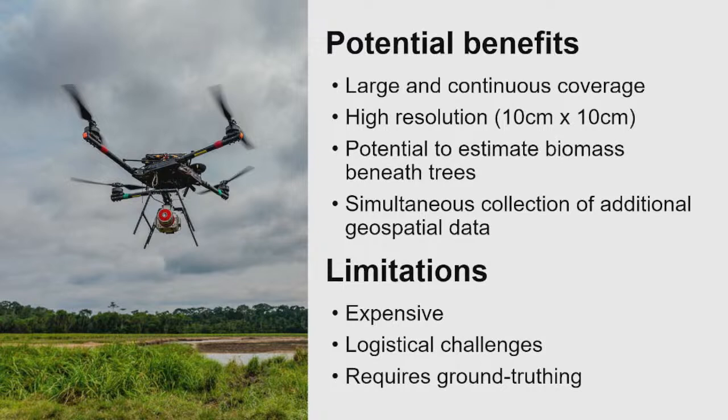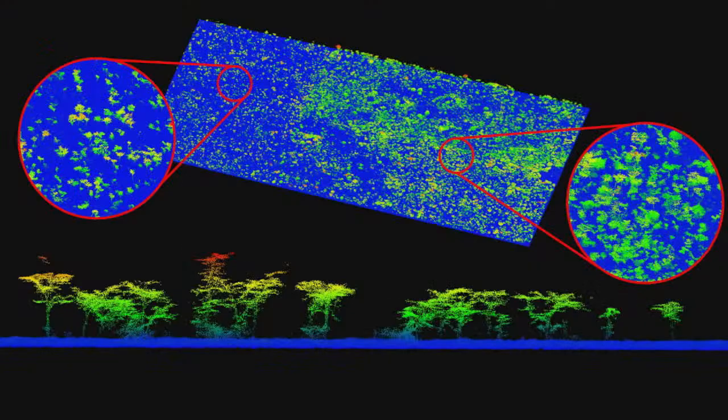So there are a number of limitations that I do want to acknowledge. This is quite expensive to do. It's logistically challenging. And like all these other methods, it does still require ground truthing, right? So you're not getting away from that. You can't use remote sensing as a way of getting away from ground truthing. But let's see if we can get it to work, right?